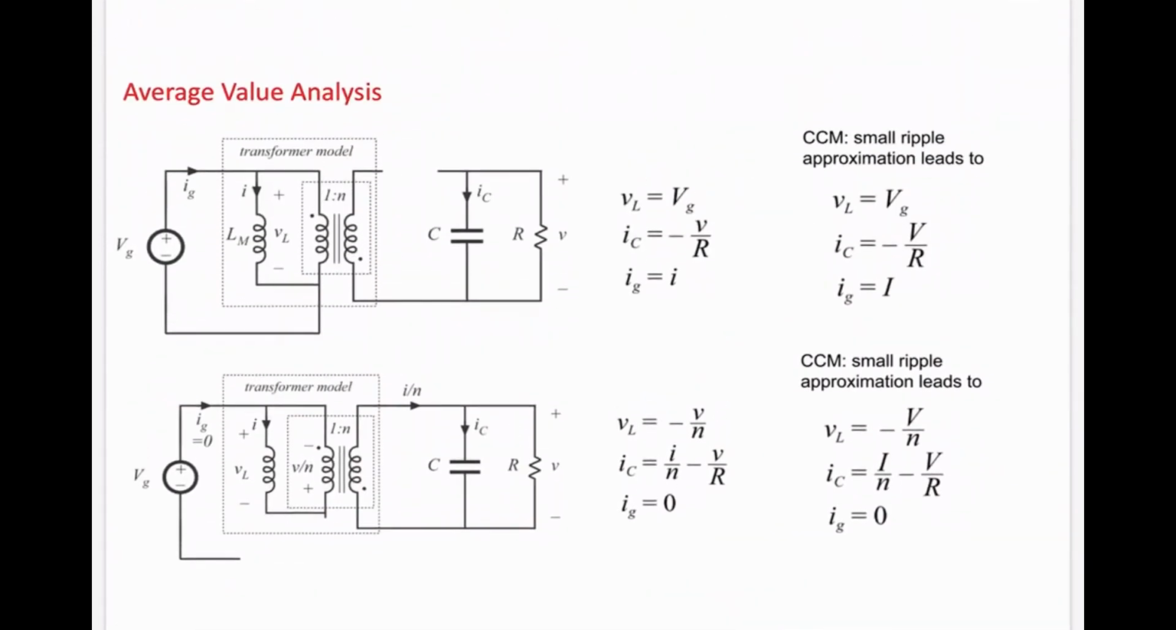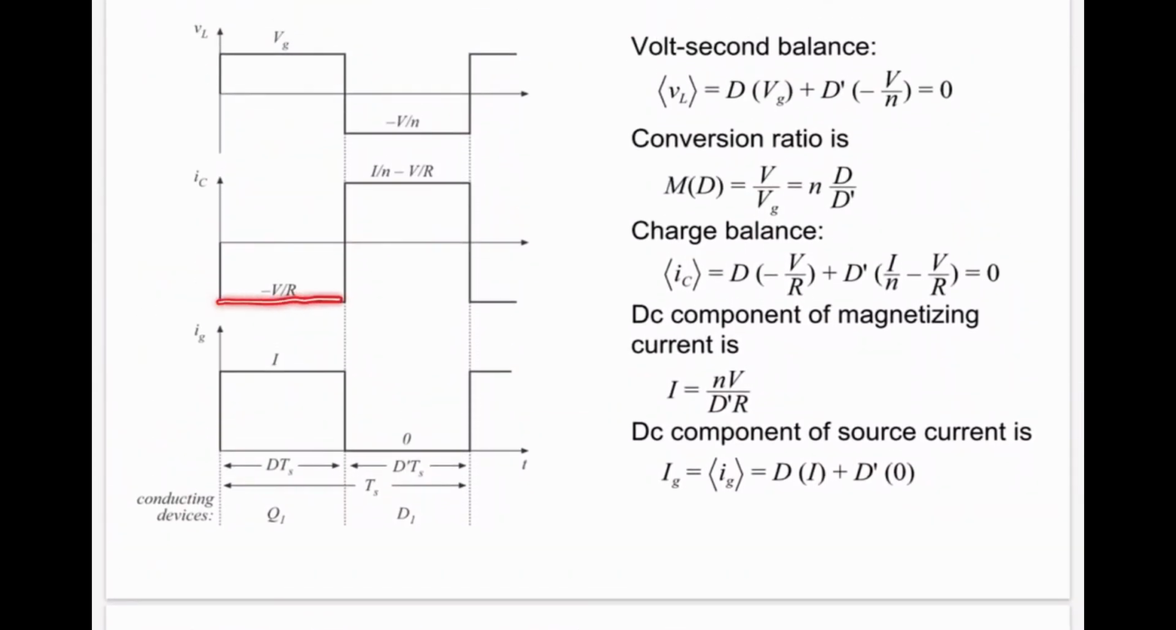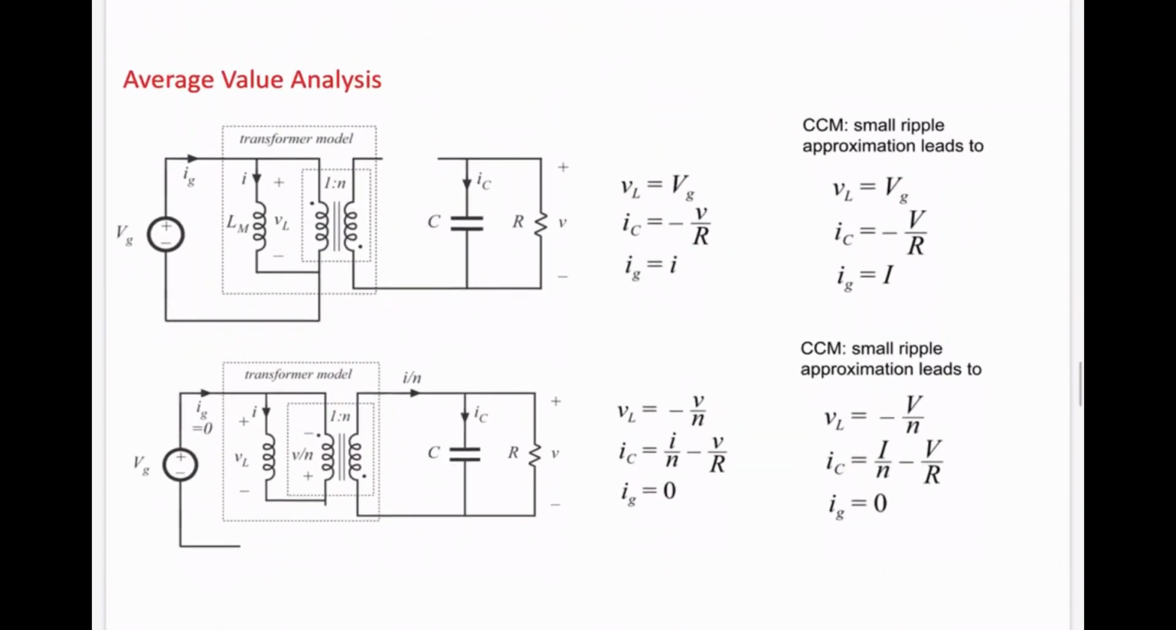And at that instant of time, what is the current through your capacitor? The current through the capacitor is minus V by R, right? So the current waveform through your capacitor is minus V by R, and voltage across your inductor is plus Vg, and your winding 1 is getting current from your source, so source current is Ig that exists during the interval dt when your switch Q1 is in the on state, and when your switch Q1 is turned off, your diode will be turned on, that is represented over here, right?